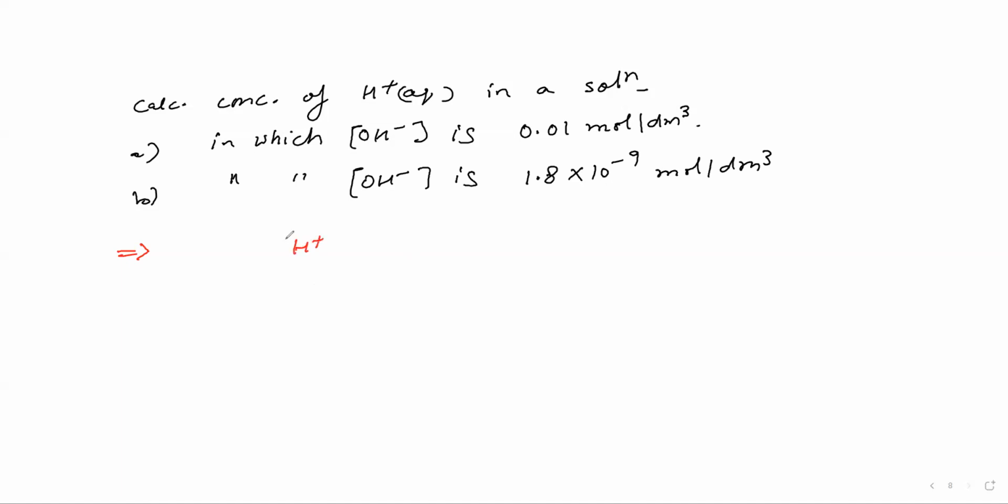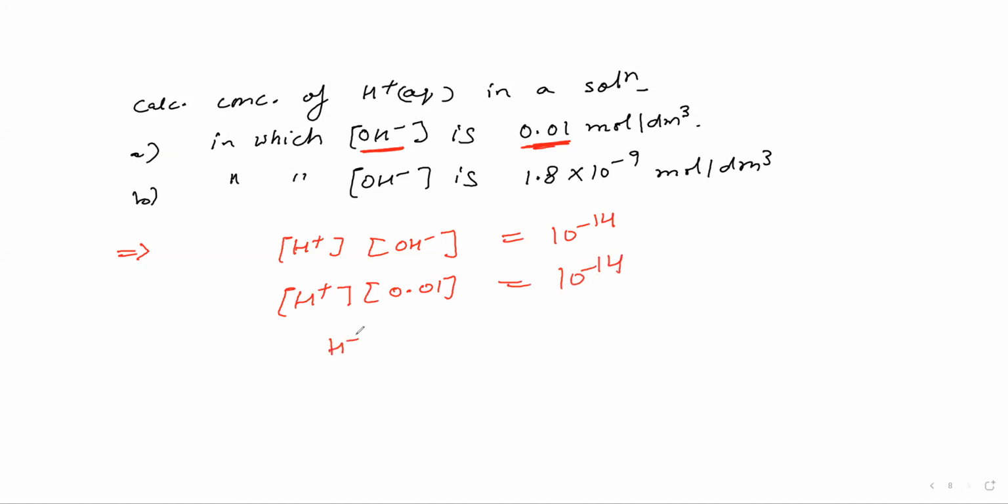So we know that H positive concentration times OH negative concentration is 10 to the power negative 14. Correct? So here they have mentioned OH negative concentration to be 0.01. So H positive concentration times 0.01 is equal to 10 to the power negative 14. So H positive concentration comes out to be 10 to the power negative 14 divided by 0.01, which would be 10 to the power negative 12 mole per decimeter cube. Okay.